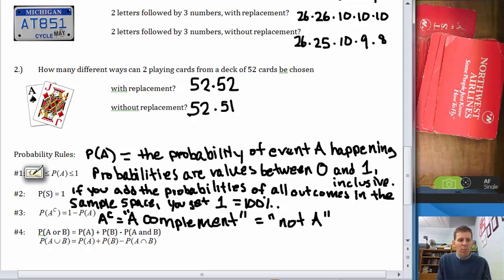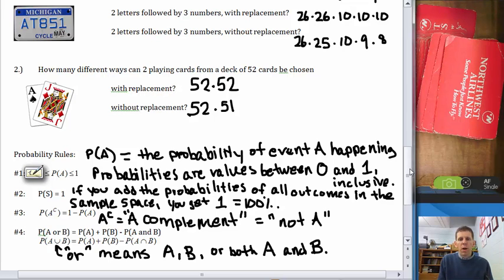Our final rule is the probability of A or B equals the probability of A plus the probability of B minus the probability of A and B. Or in this case can be abbreviated with this U symbol, which we talked about in other classes, which stands for union. Or means A, B, or both A and B. So don't think of or as being either this one or this one. Or could mean both events as well.